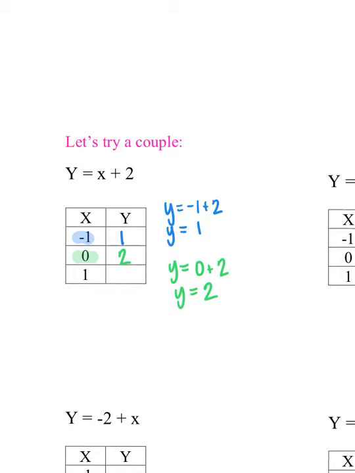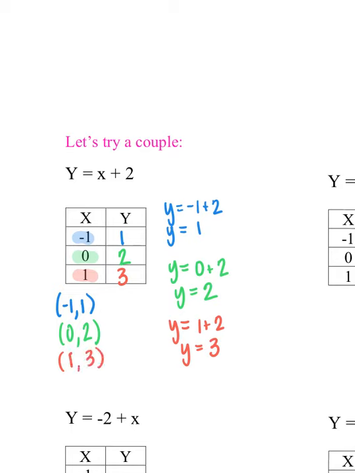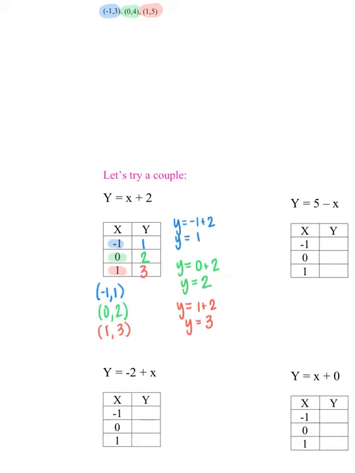And then the last one, 1: y equals 1 plus 2, y equals 3. So I'm going to put a 3 there. So now my coordinates for my graph are -1, 1; 0, 2; and 1, 3. And then I could graph that just by plotting those points.